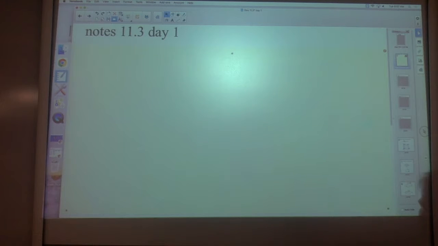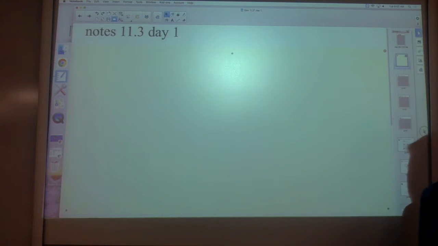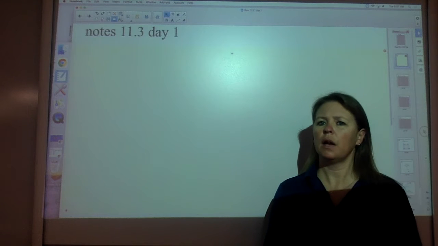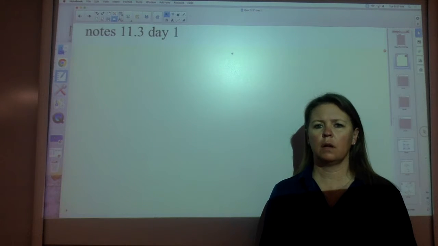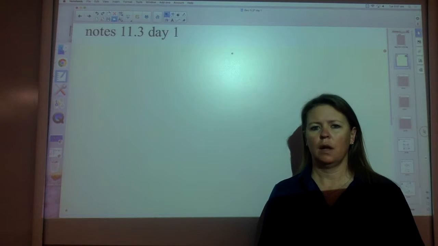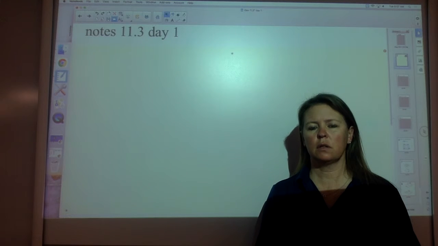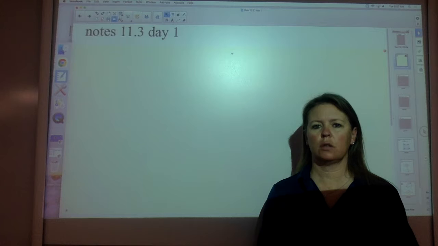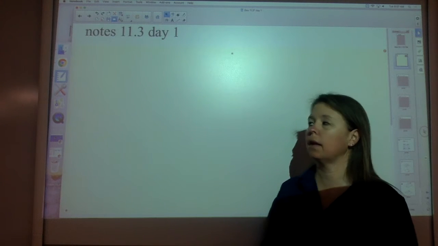Okay, here are your notes for section 11.3. And you might already be thinking, what about 11.1 and 11.2? 11.1 and 11.2 are all about circles, and so is chapter 10. So I thought, let's put the circles with chapter 10, and we'll do that later at the end of the year.